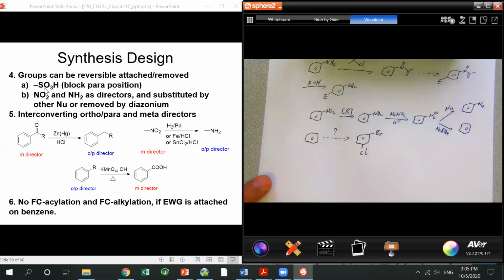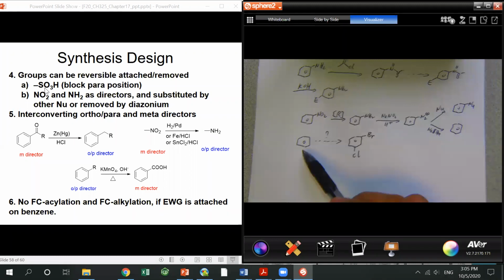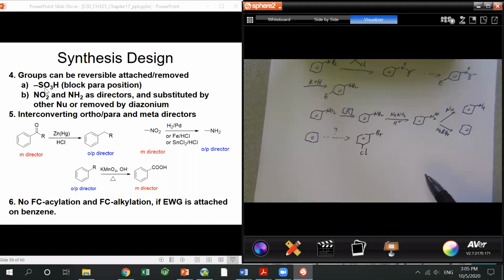For example, we try to make this bromo chloro benzene from benzene. If you want to directly do bromination or chlorination, you find it doesn't work, because both chloro and bromo are ortho/para directors, but now they are in the meta positions to each other.